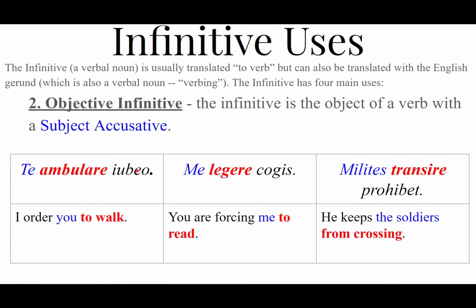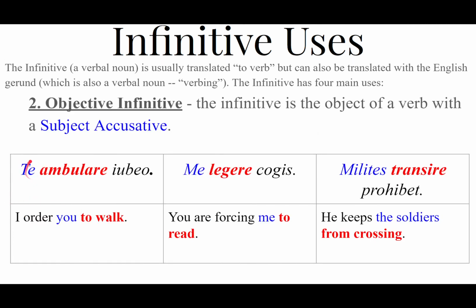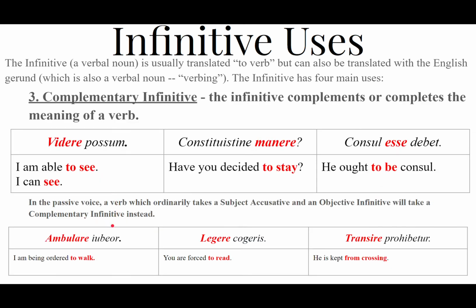So a sentence like, I order you to walk. If I order becomes passive, I am ordered. I am ordered to walk. You, the subject accusative, when the verb was active, that's gone away. There's no more te. There's no more you. I order you, the subject accusative, to walk, to do the objective infinitive. If the verb is passive, I am ordered to walk. That's just a complementary infinitive. There is no more subject accusative. This verb is no more the object, really, of this main verb, but helps complete the meaning. I am ordered.